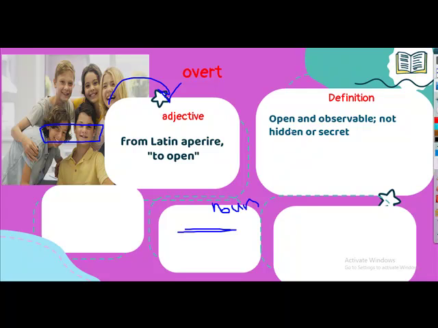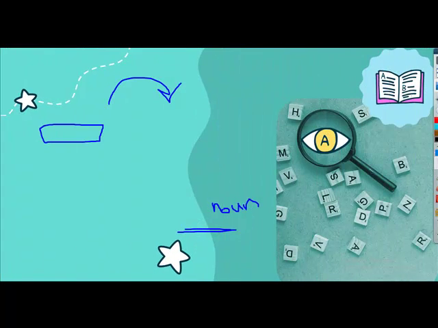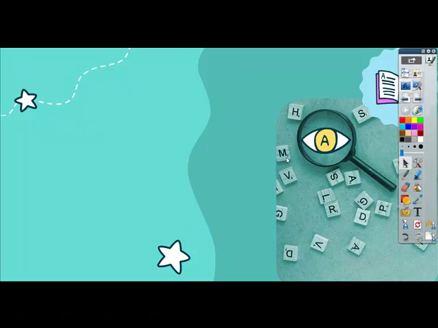Overt means open and observable, not hidden or secret. Open, observable means seen, perceived. Overt means open, perceived, plain. The antonym of it is concealed, hidden. Overtness, that's a noun.